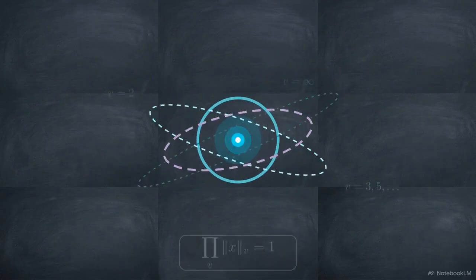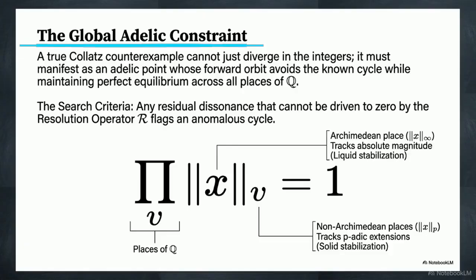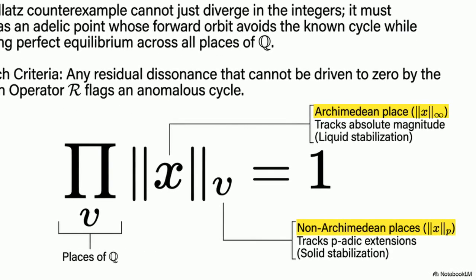To find these hidden cycles, we have to look across all places of rational numbers at once. This equation is the global Adelic constraint. It states that any true Collatz counterexample cannot simply diverge in standard integers. It must maintain perfect equilibrium across both Archimedean and non-Archimedean places, satisfying this exact product formula.